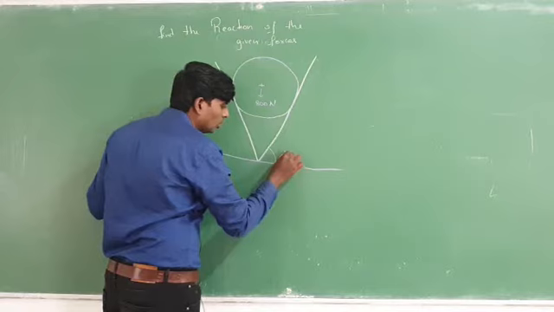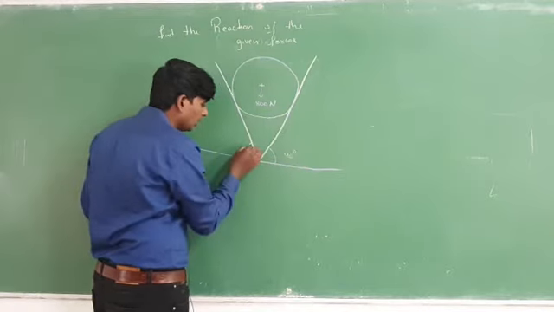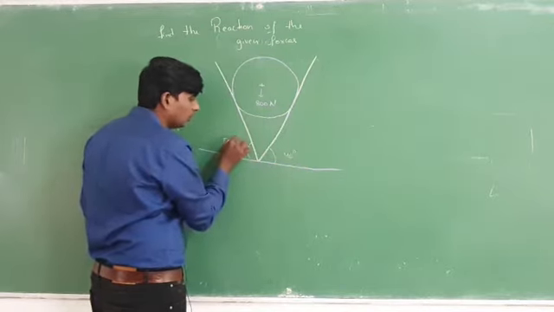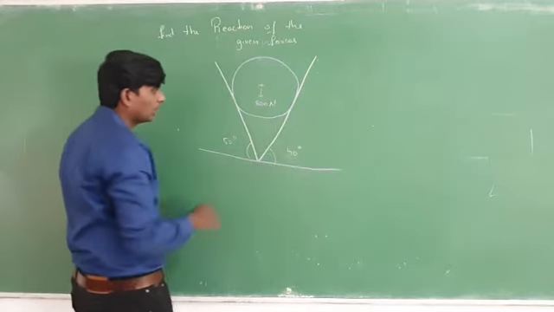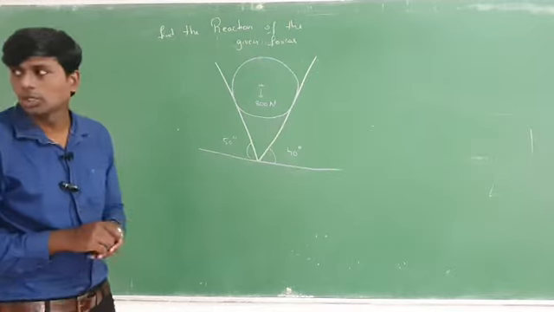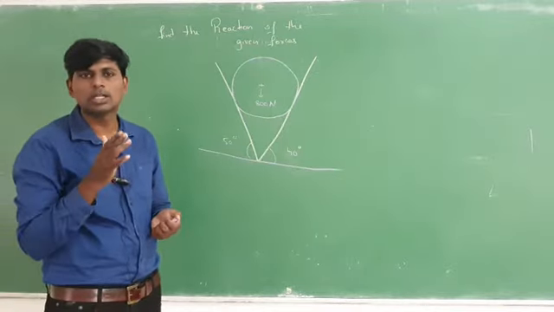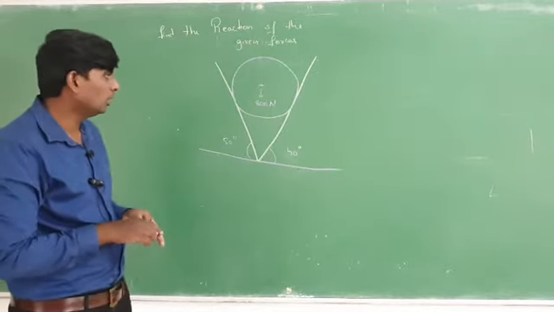This angle is equal to 40 degree. And here you will consider the angle equal to 50 degree. This angle is equal to 40 degree. And here the angle is equal to 50 degree. Now what you have to do? You have to find out the reactions.